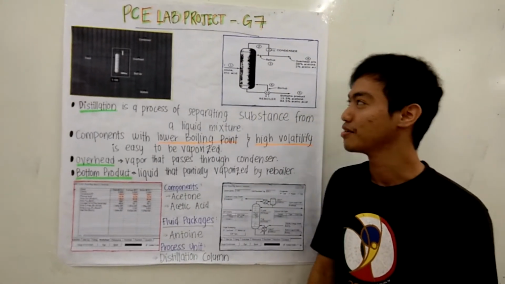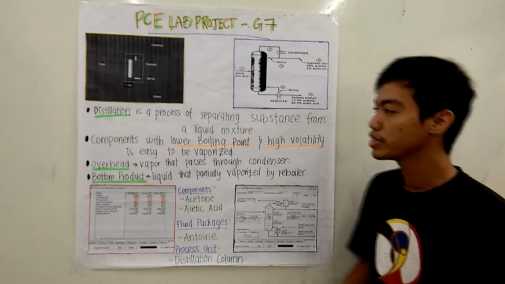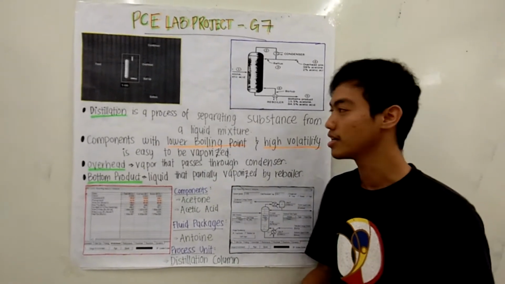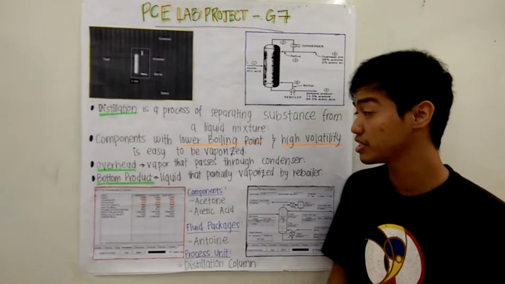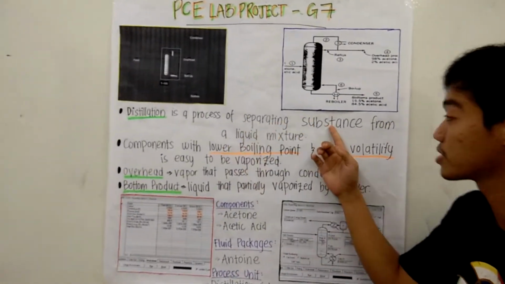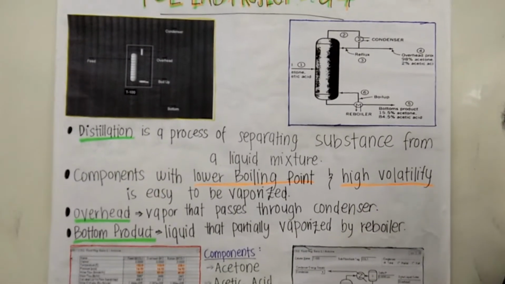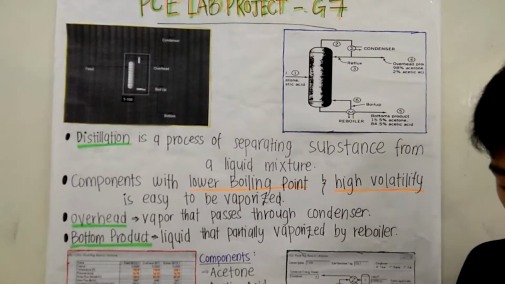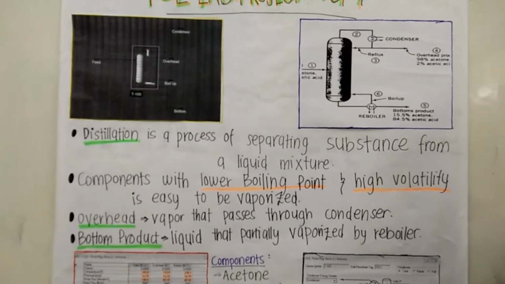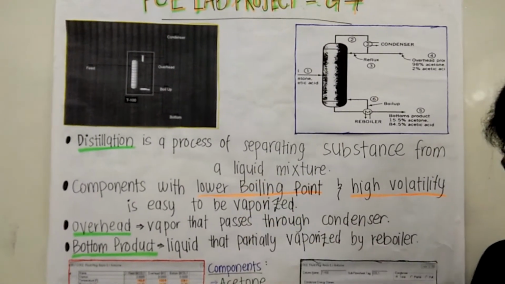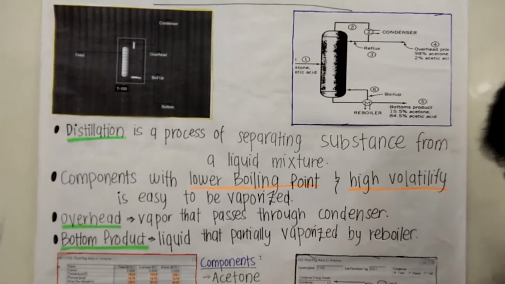Hi, we are from group 3T32, and today I will explain to you the distillation process of a distillation column. For others who still don't know, distillation is a process of separating substances from a liquid mixture. Distillation is one of the most common liquid-liquid separation processes and can be carried out in a continuous distillation column. Distillation also manipulates the different boiling points of each substance to be separated, using heat.